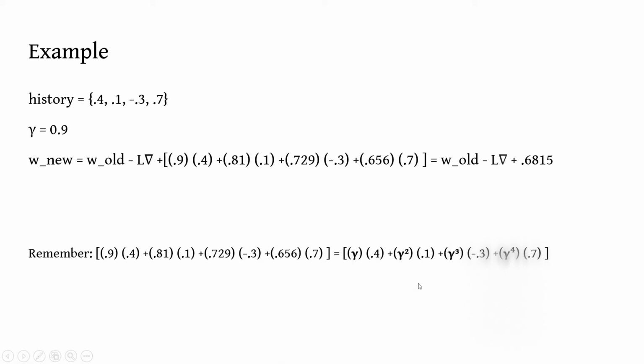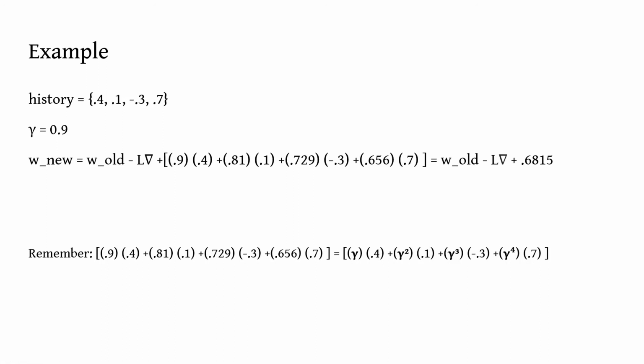So here's an example of that in action with some actual numbers. This is our tweak history for our past 4 tweaks. We are going to keep the same value for our momentum constant, and this is just the vanilla gradient descent update equation, but we're adding gamma times the last tweak plus gamma squared times the tweak before that, plus gamma cubed multiplied by the tweak before that, and so on. And that turns out to be 0.6815.